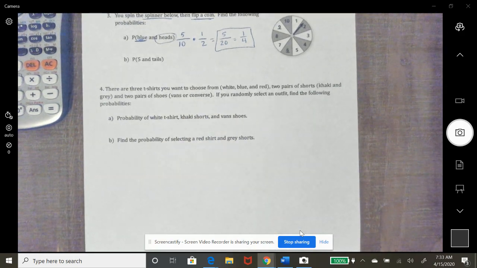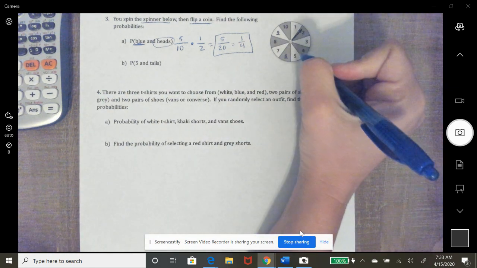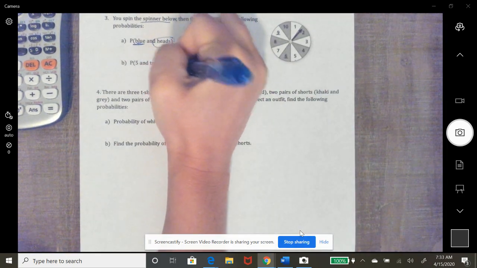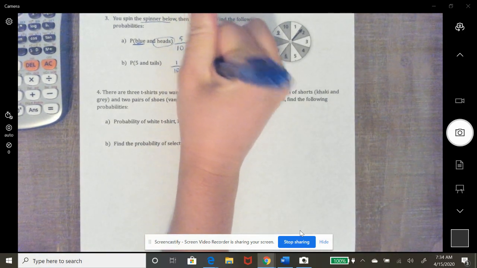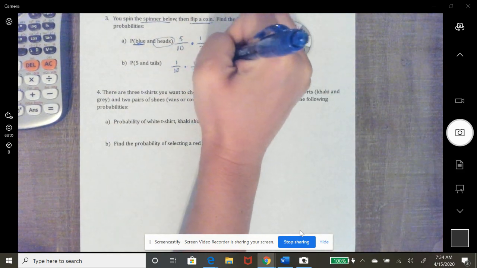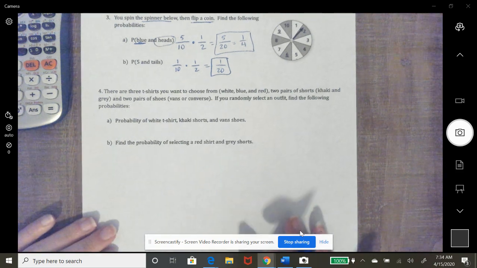Letter B, find the probability of getting a 5 on the spinner and then tails on your coin. How many 5s do we have on our spinner? Just 1, so that's 1 out of 10. Then we're multiplying it by the probability of getting a tails on our coin, which is 1/2 again. Then we multiply, and that gives me 1/20. So that's another type of question where you just have two separate events. Just look at them separately and then multiply those fractions together.